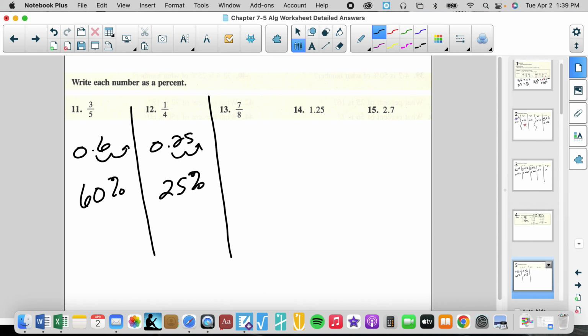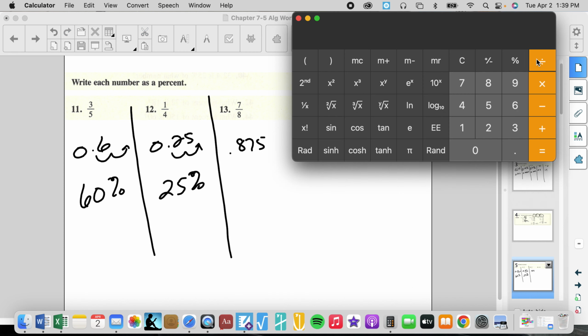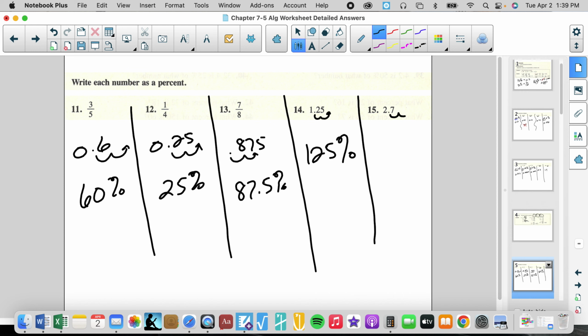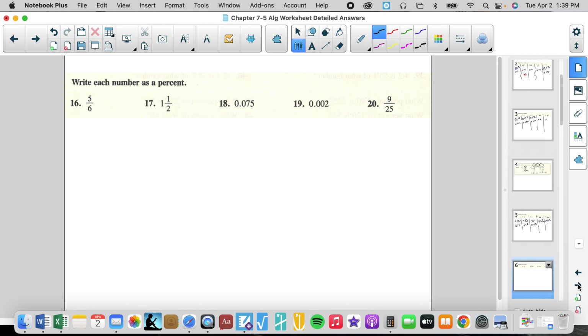7/8. Okay, I don't know what 7/8 is. I think it might be 0.875. Maybe, let's look. And we can use a calculator. 7 divided by 8 creates its decimal value. And I was correct. I'm going to move it 2 places. So I get 87.5%. It's already a decimal. So I get 125%. 2 places is 270%. And these should be that fast. Your familiarity. 5/6. What's that going to be?